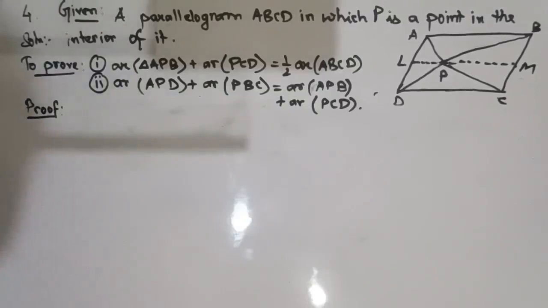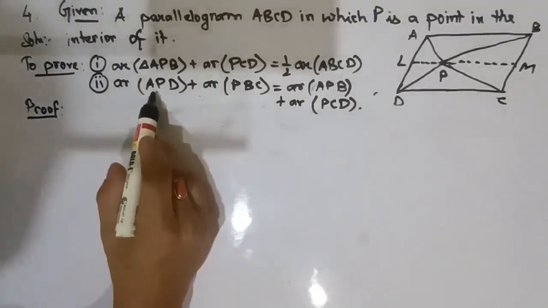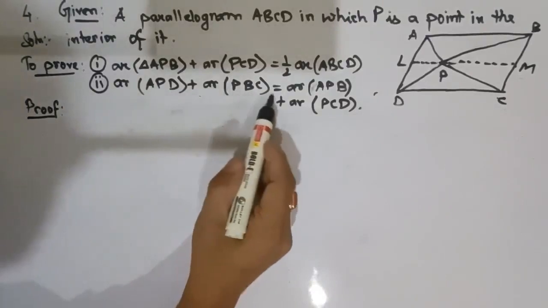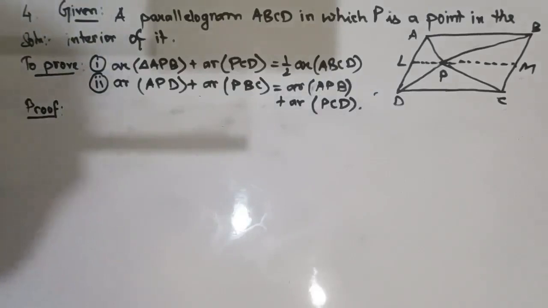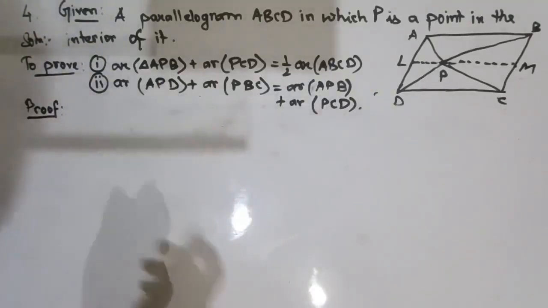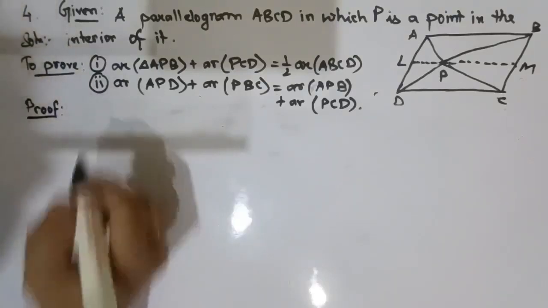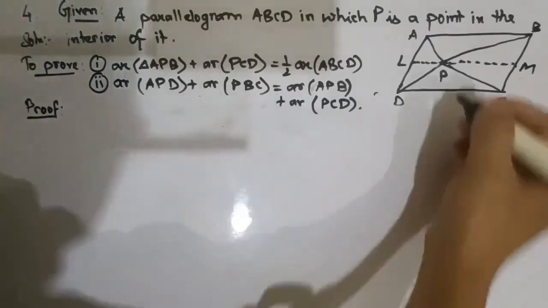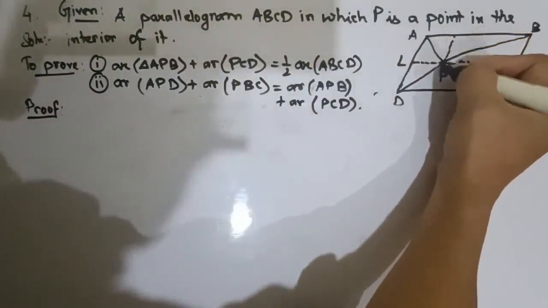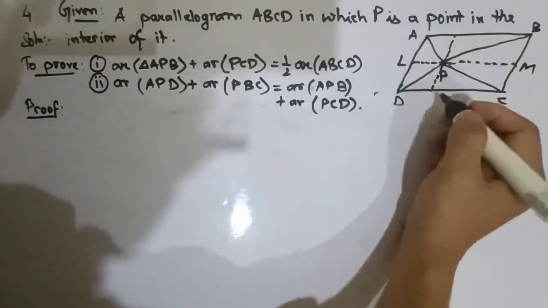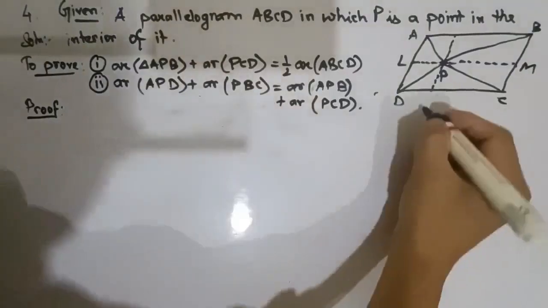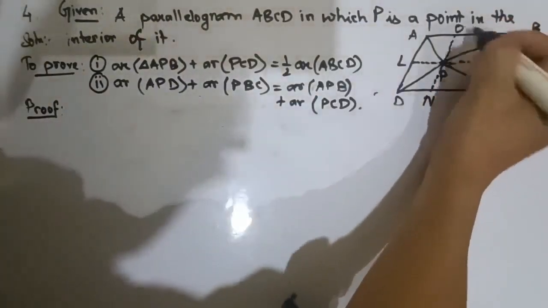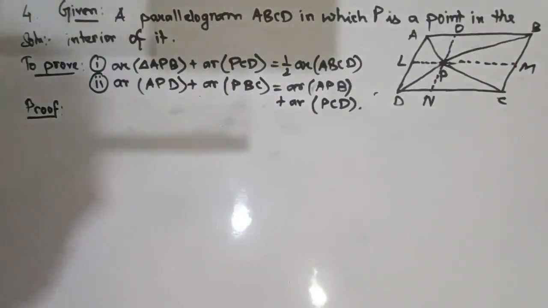Now let us prove the second part, that is area of triangle ABD plus area of triangle BBC equal to area of triangle ABB plus area of triangle BCD. We'll follow a similar method which we have done in the first part. So let us first construct a line parallel to the side AD. Let us name this parallel line NO.